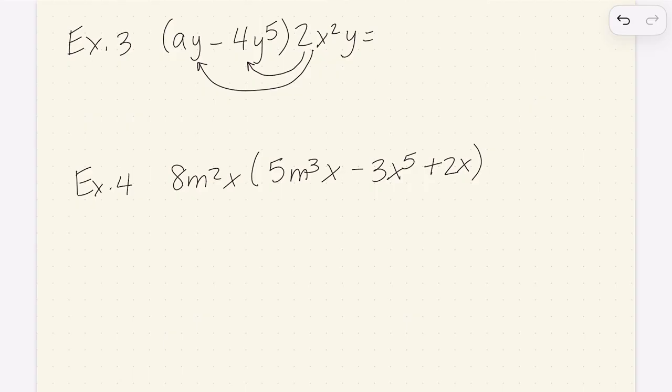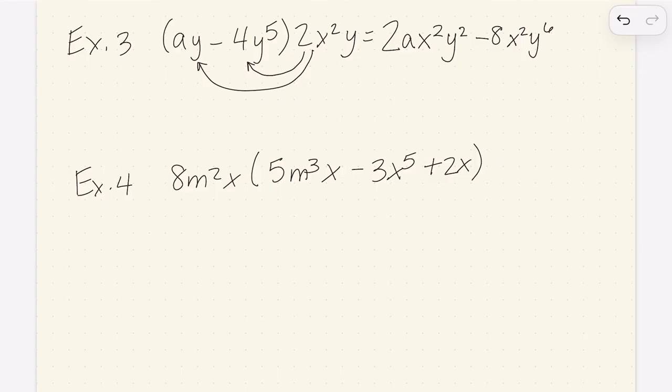So we have 2x squared y times ay. So 2 times 1 is 2. There's no other a, so it would just be the a. We don't have any other x, so it would be x squared. And y times y is y squared. And then we have minus, because positive 2 times a negative 4 would be a negative number. 2 times 4 is 8, so it would be minus 8. And then we have x squared, there's no other x, and then y times y to the 5th is y to the 6th. So that would be our answer. 2x squared y squared minus 8x squared y to the 6th.